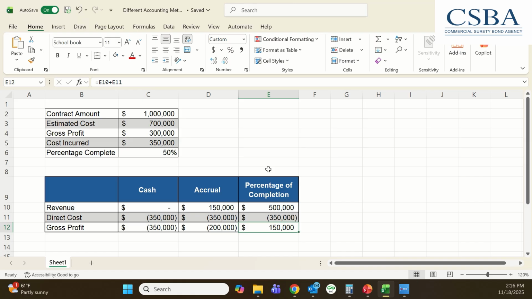At CSBA, we do have resources that can help you and your team set up your accounting systems or be able to generate financial reports on a percentage of completion basis. So if you need help, please reach out to us and we'd be glad to assist.